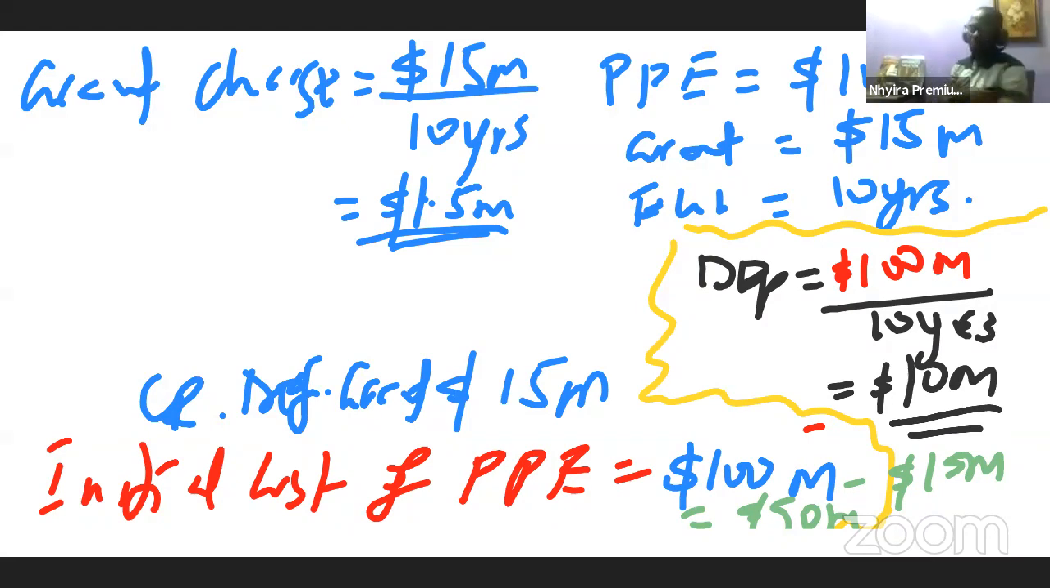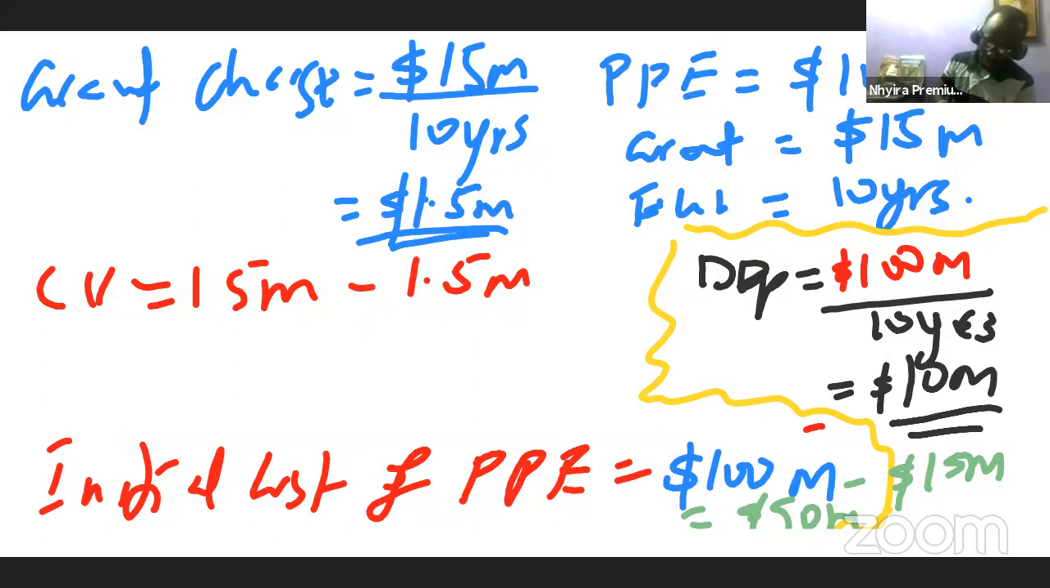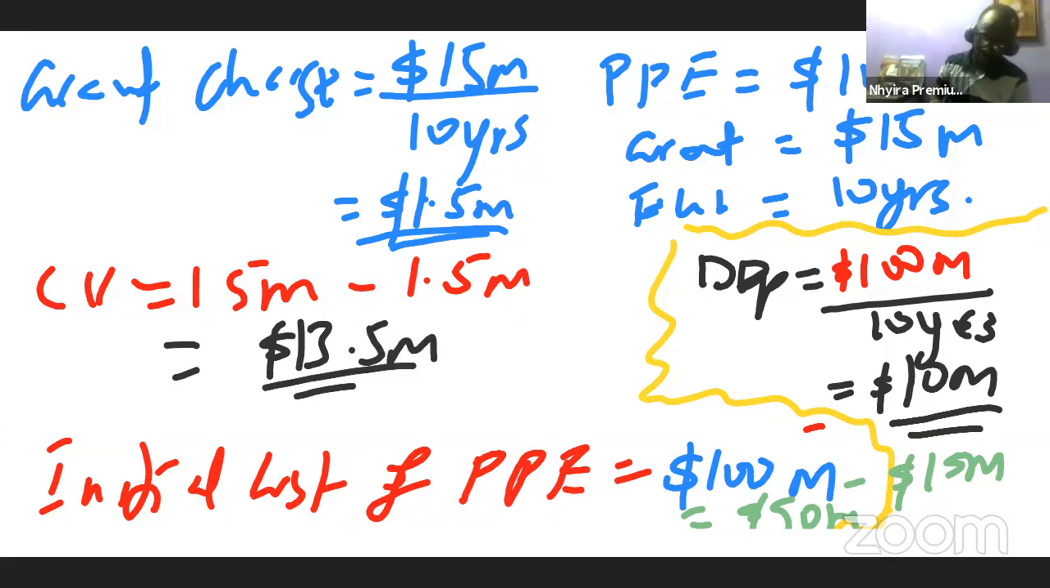So at the end of the first year, the carrying amount of the grant is going to be $15 million minus $1.5 million, and that's going to be $13.5 million. This is what goes to the statement of financial position. This 1.5 goes to the income statement on the credit side as an addition to the gross profit. Then the carrying amount goes to the statement of financial position.